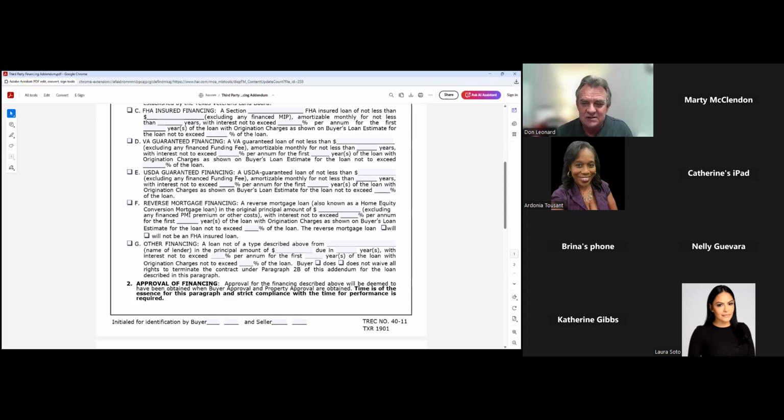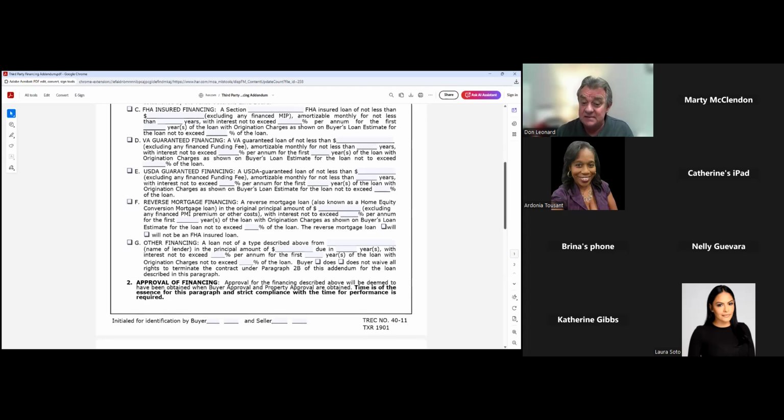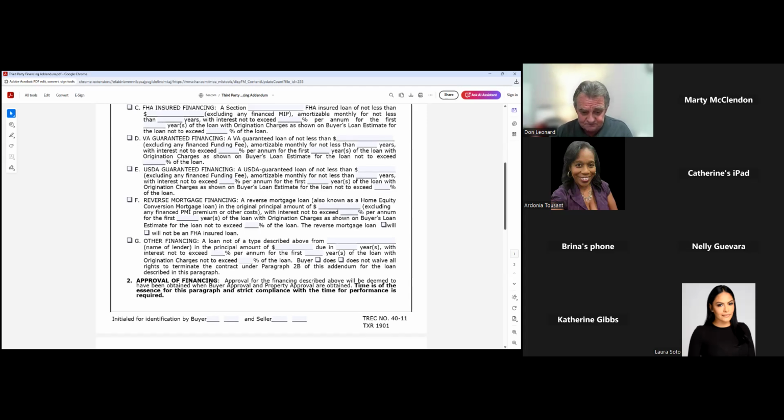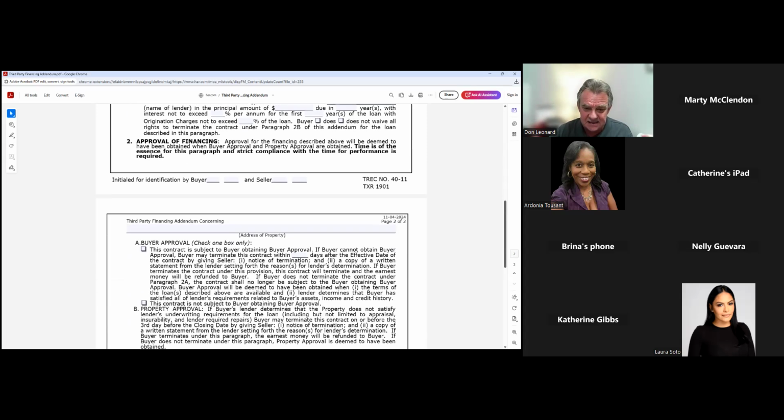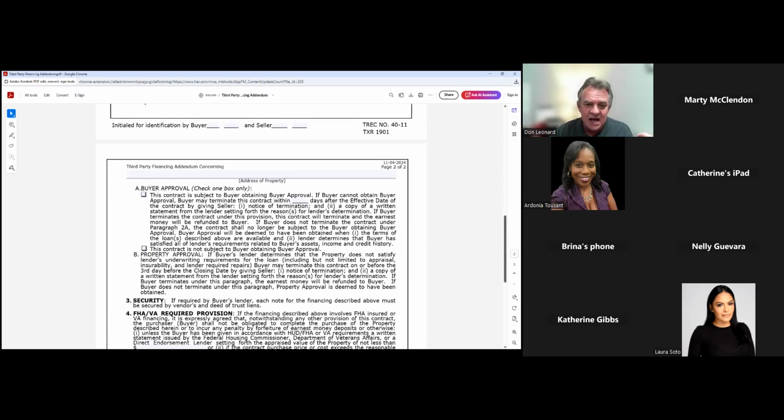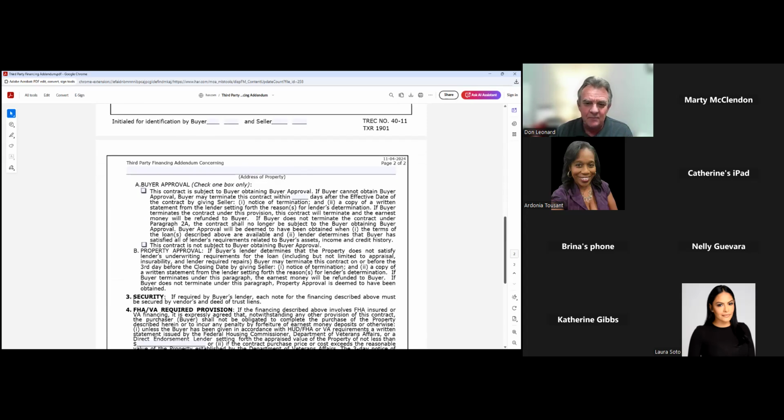So whenever you see "time is of the essence," that means you better pay attention to those time frames. Here's where we see a lot of questions and a lot of information that is not necessarily correct, where a lot of people think things are one way where they're not.